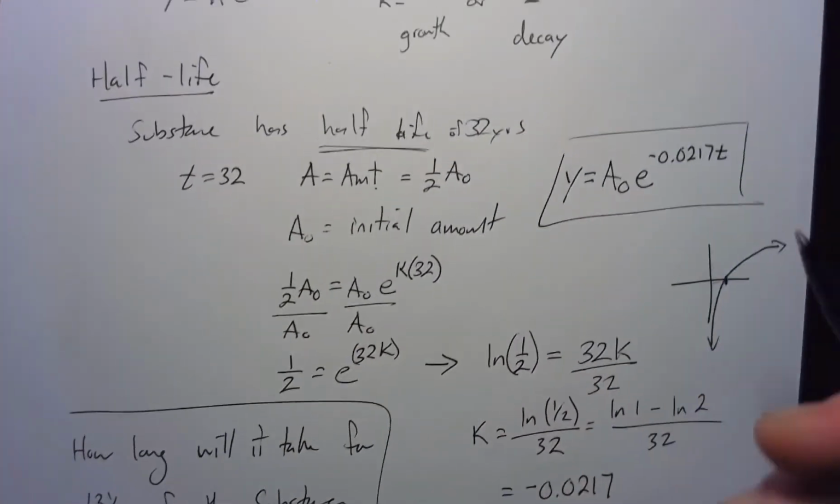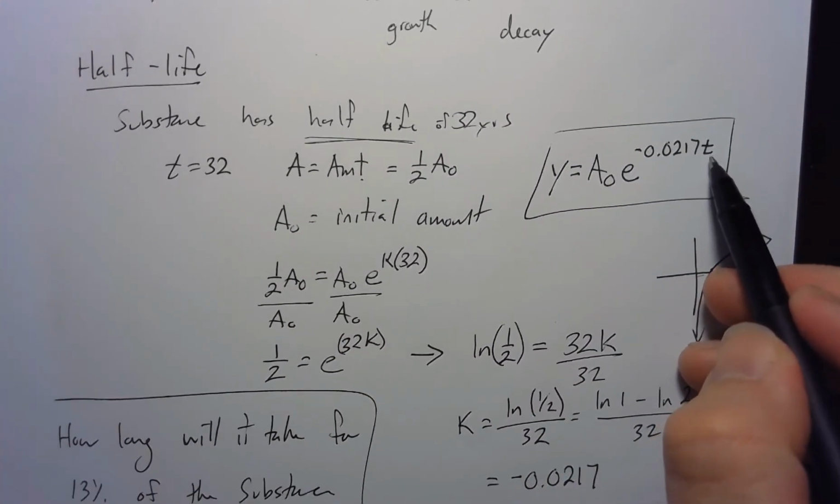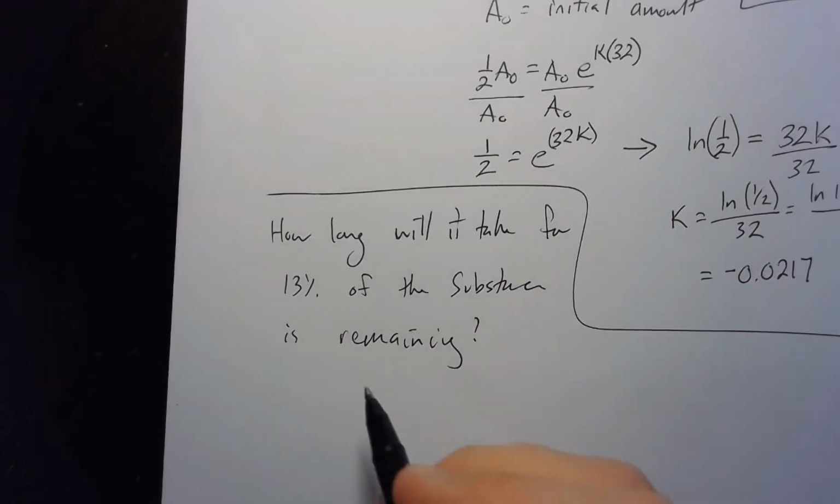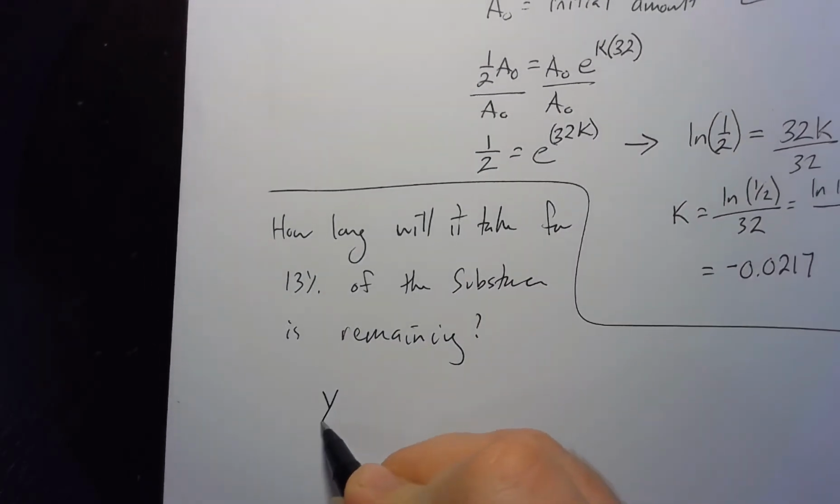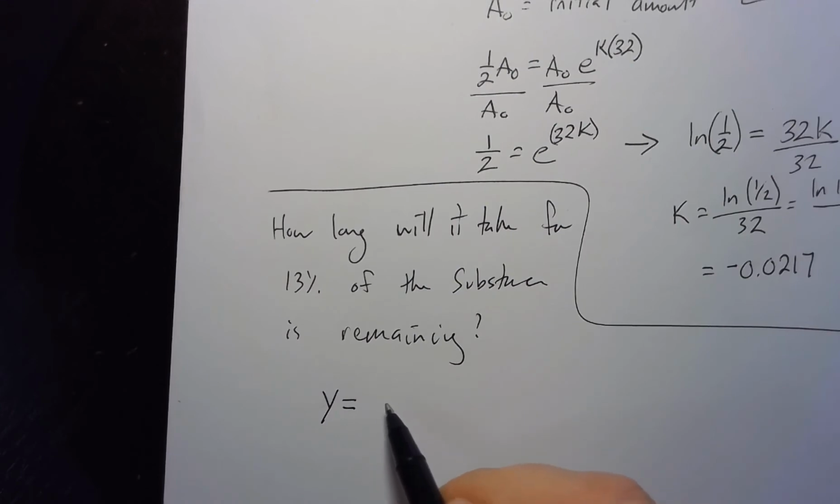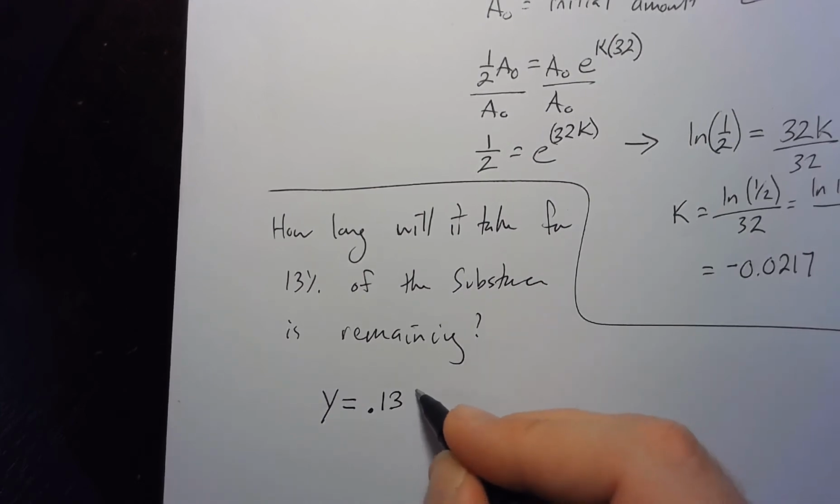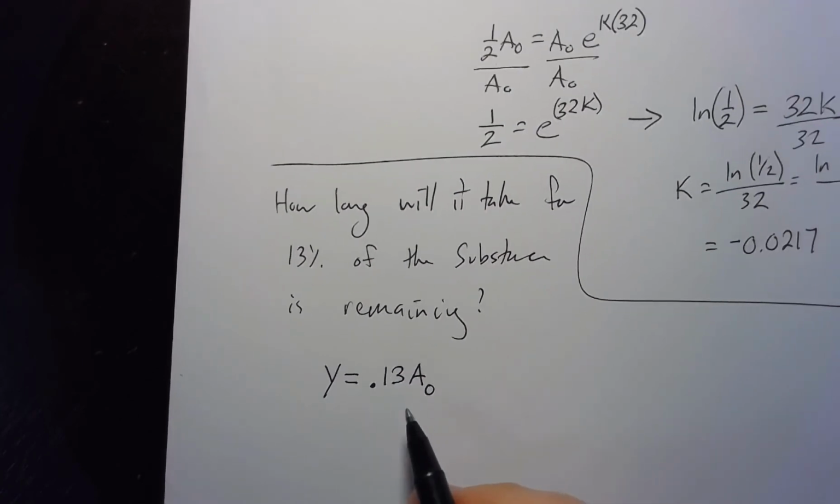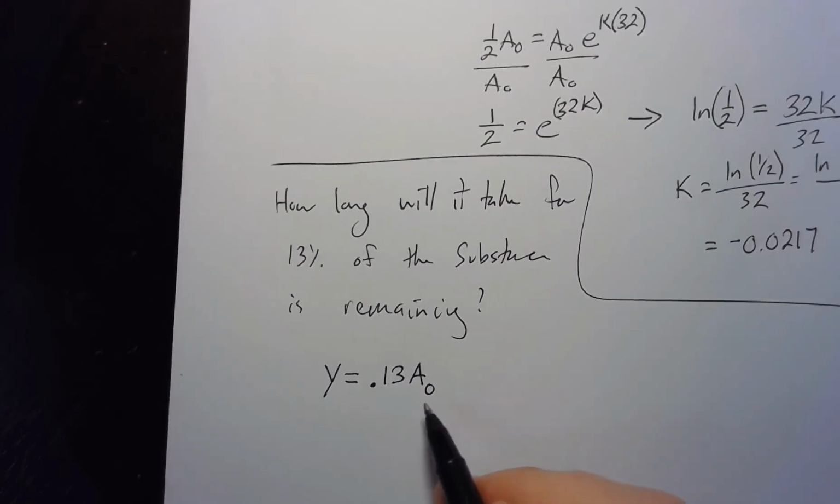So we need to find out what T is based on 13% of the material remaining. Well, what do we mean by 13% of the material remaining? What we mean is Y should be equal to 13% of the original amount. In other words, 0.13, because that's the decimal representation of a percent, times a sub 0. So this right here is what we're looking for, 0.13 of the original amount.